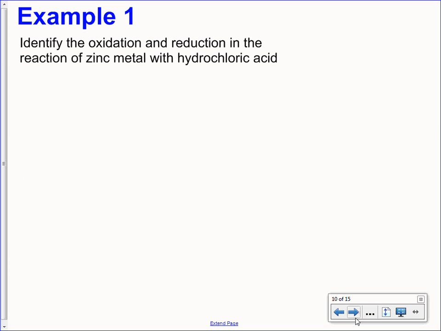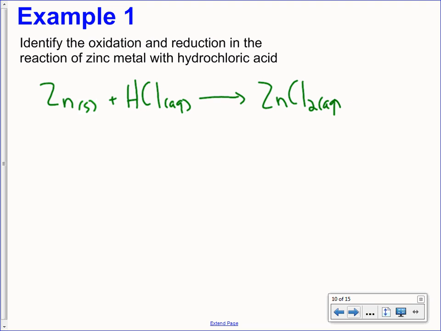So in the following example, you're asked to identify the oxidation and reduction in the reaction of zinc metal with hydrochloric acid. The first thing that we'll need to do is come up with a balanced chemical equation. We're told that we have zinc metal. Anytime we have a solid zinc metal or any type of metal, it's in its elemental form. This is reacting with hydrochloric acid, which is going to be an aqueous solution. This is going to give us zinc chloride, an aqueous solution, plus hydrogen gas.